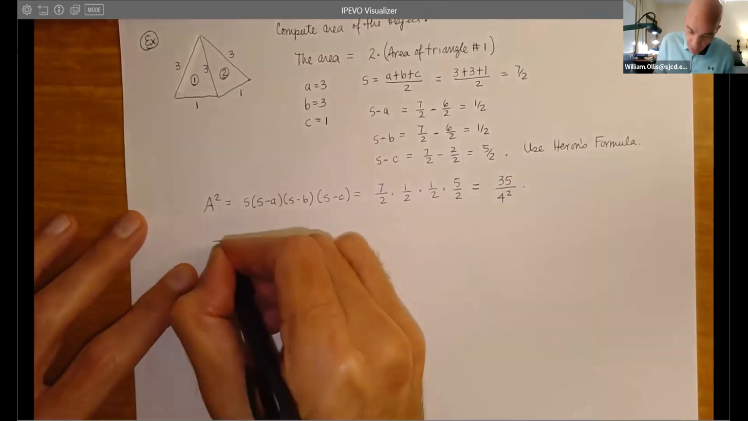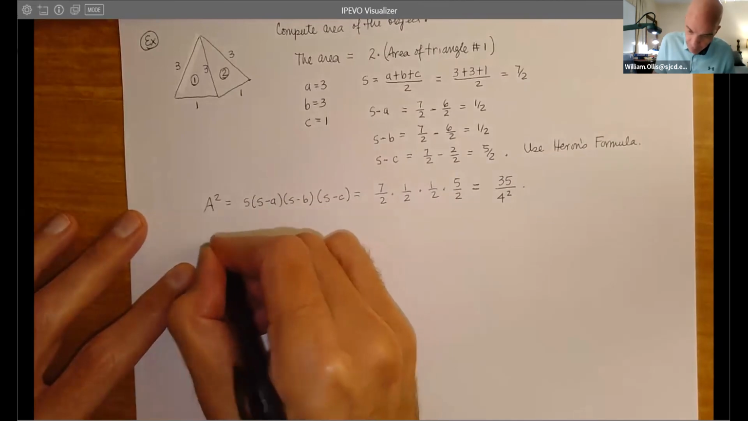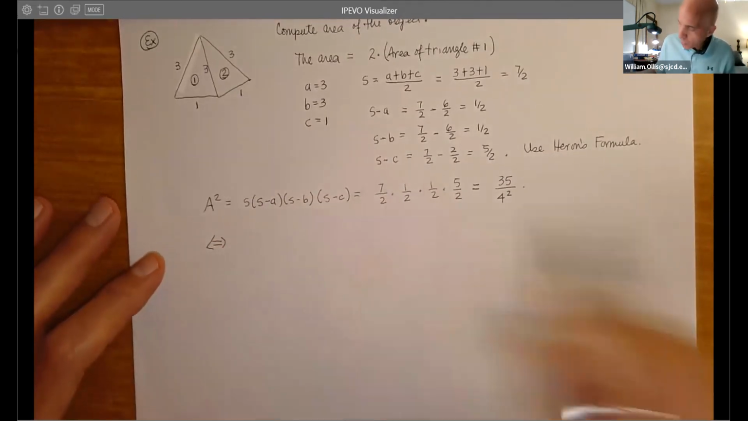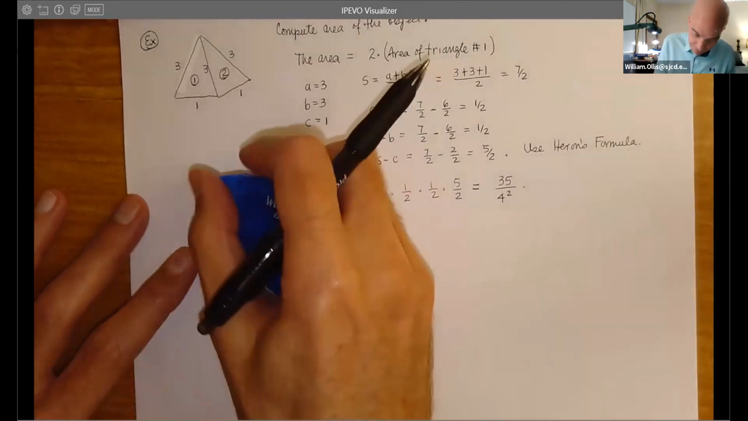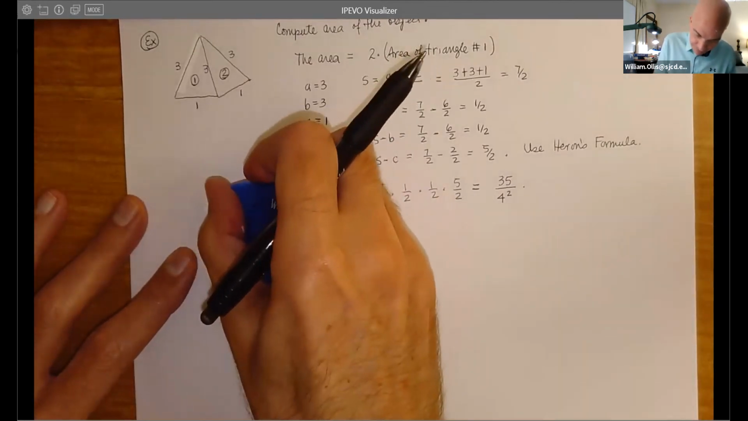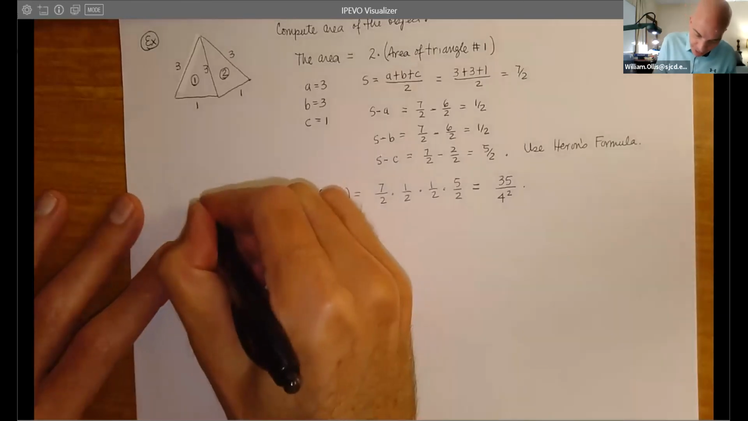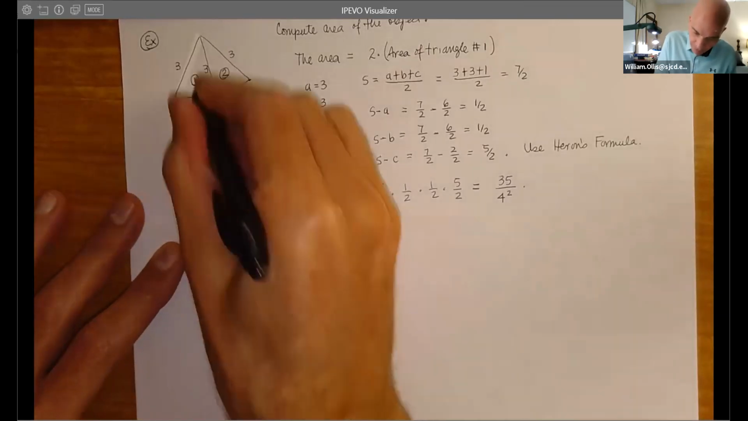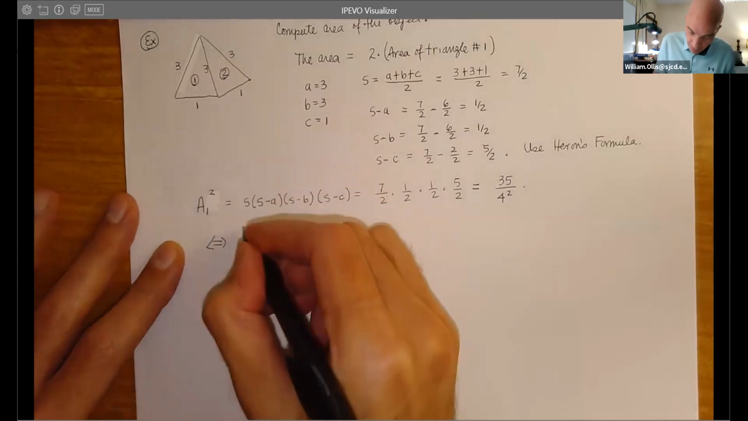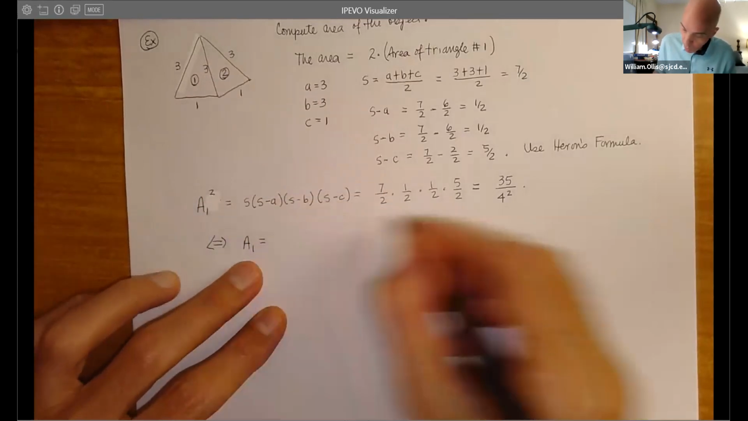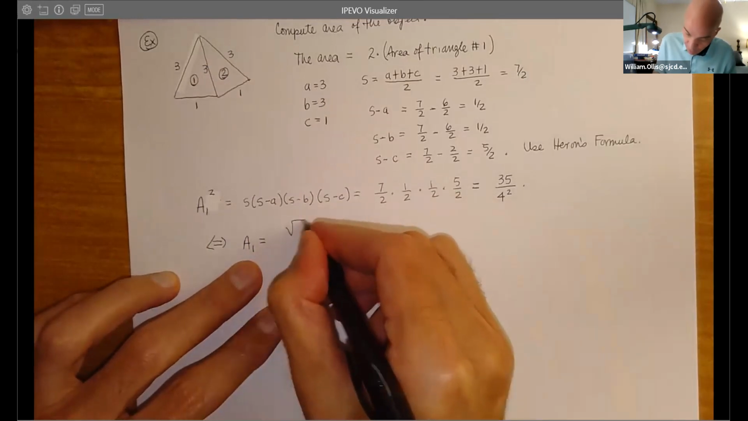So now, if and only if, well, and again, this is just the area of one of the triangles. Let me just write it this way. We'll call this A1 for area of first triangle squared. So A1 will be what? The square root of 35 divided by 4.